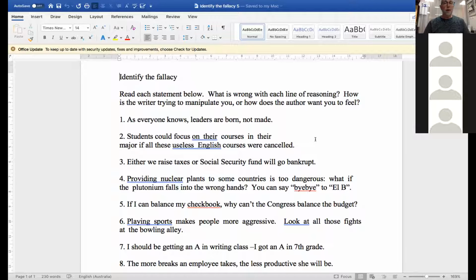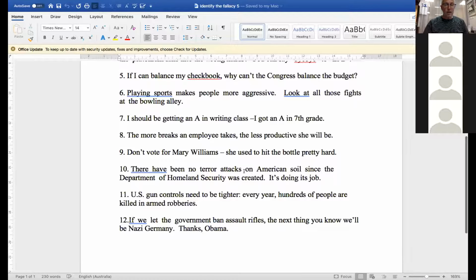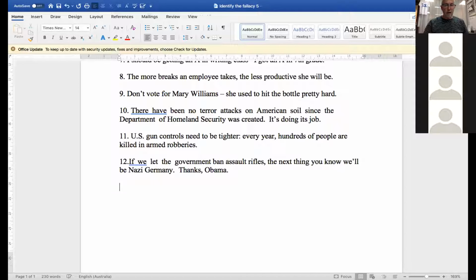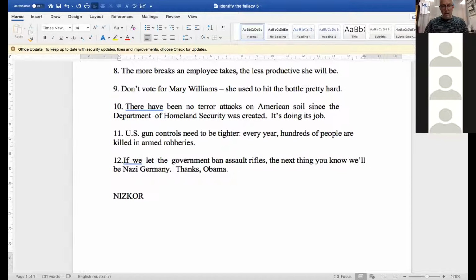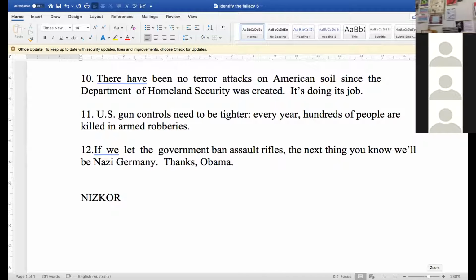One of the websites I used to use quite a lot, I'll just write it down here, Nizcore. Spell like that, if you can see it. I don't know if it's .com or .org, but if you write Nizcore and fallacies, you'll get a very nice webpage. I used to use it a lot when teaching in the TAFE diploma, because there are a couple of units on critical thinking there. Probably about 60 something different types of bad argument.